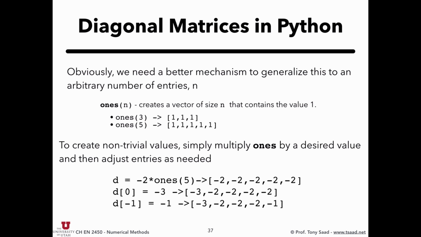So for example, if you want to create a main diagonal that is mostly -2's, you just take -2 times ones, however many entries you want, and in this case ones(5) gives you -2, -2, -2, 5 times. And then you go ahead and adjust d at the first point and last point. You do d[0] is equal to -3. So it changes the first entry in the matrix. Now to change the last entry, you could access the last entry index, which is in this case 4. So you could do d[4] equal -1, change the last entry.